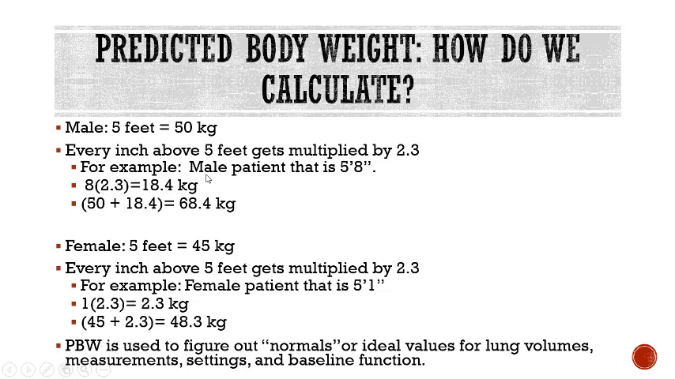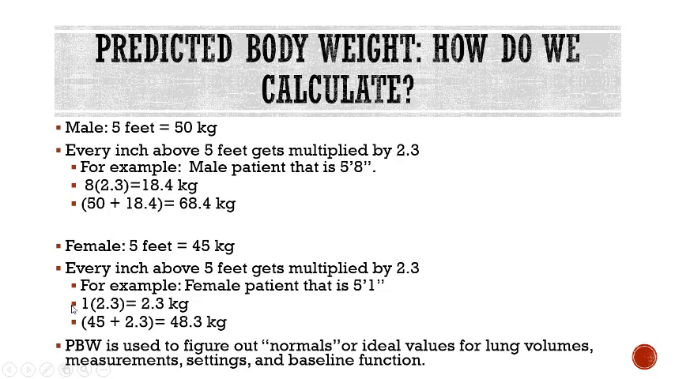So for example, if you have a male patient that is 5'8", I take 8 inches because there's 8 inches above the 5-foot mark. I multiply it by 2.3 and I get 18.4 kilograms. I then take the sum of 50 plus 18.4. This patient's predicted body weight is 68.4 kilograms.